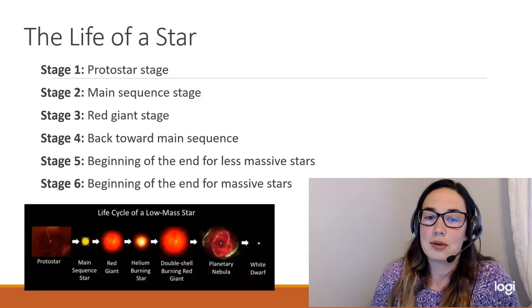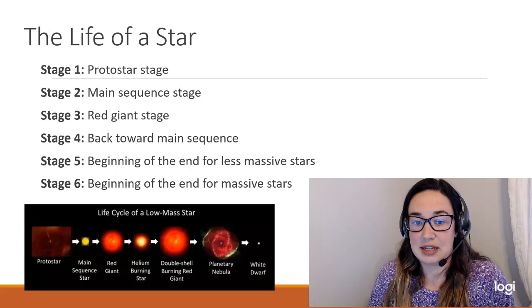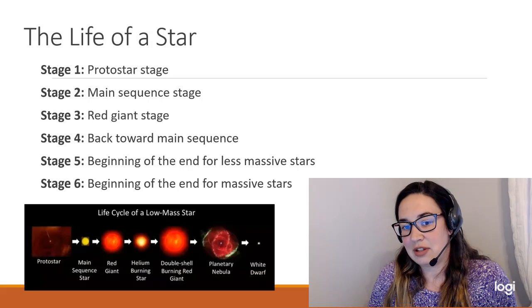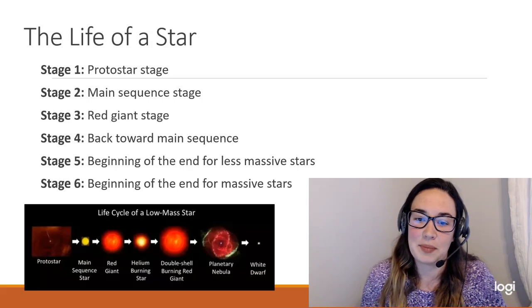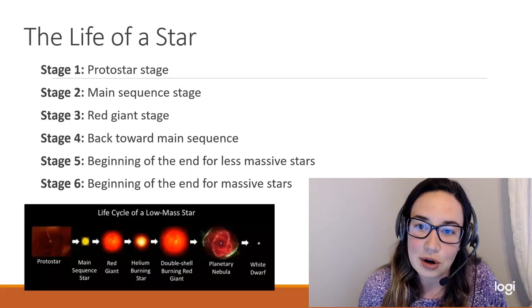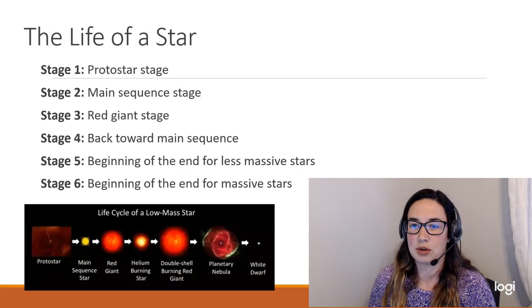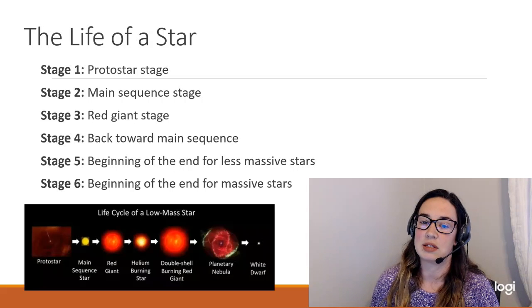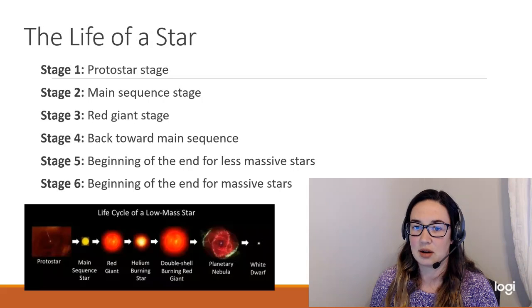Anyway, so the life of the star. A star goes through several different stages. There are 6 different stages. If you look at stage 5 and 6, you could consider that one stage. So there might only be 5 stages depending on what kind of star you're talking about, a smaller star or a more massive star. Technically there are 5 stages, but I'm including all 6 here because we have to talk about the end of a less massive star and the end of a more massive star.